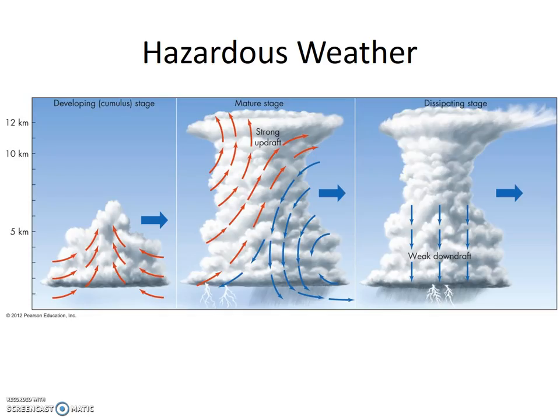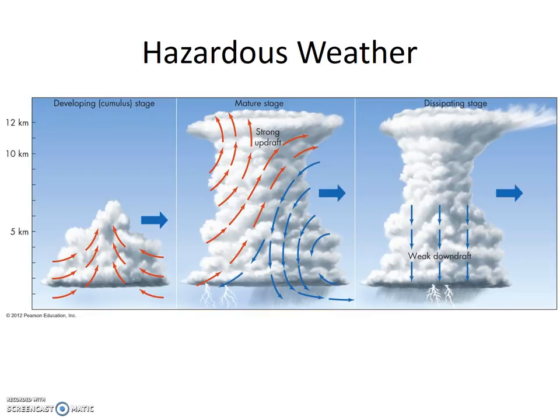Here is a cartoon summarizing each stage. First, on the left, we have the developing or cumulus stage. You see the warm, moist air updrafts depicted with the red arrows. As the warm, moist air rises, it cools and the moisture condenses, forming the cloud. You can see that the cloud altitude is not very high, perhaps 7 kilometers at the top.